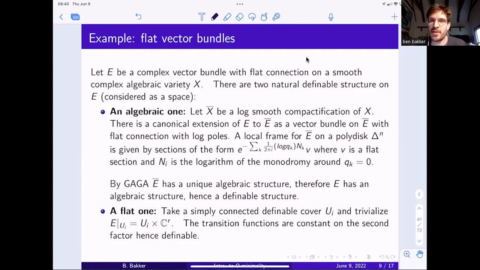Okay, so if you want to think about the difference between these two definable structures, sort of tautologically, they're determined by what local sections are definable with respect to each of them. Obviously the local sections which are definable in the algebraic definable manifold structure are the algebraic sections, and the flat ones are the ones that are definable with respect to the flat definable manifold structure. These could in general be very different, because this construction of an algebraic structure, these algebraic sections may be very different from the flat ones. And in general, they'll be transcendently related to them.